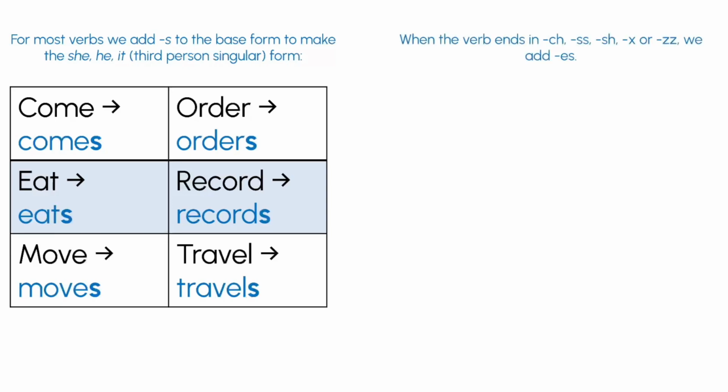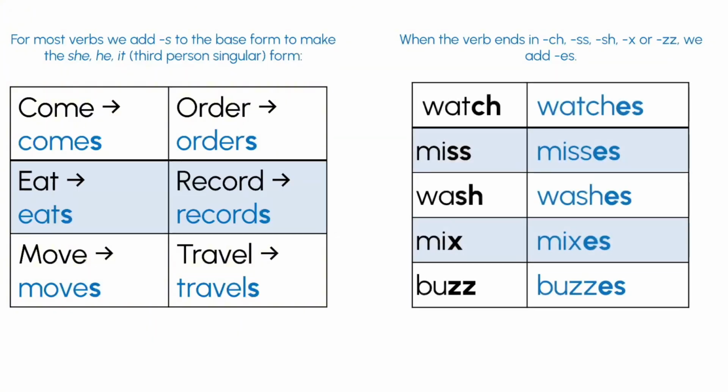However, some verbs end in ch, s, sh, x, or z. And to make the pronunciation easier, we add es. So, for example, watch turns into watches, miss to misses, wash to washes, mix to mixes, and buzz to buzzes.